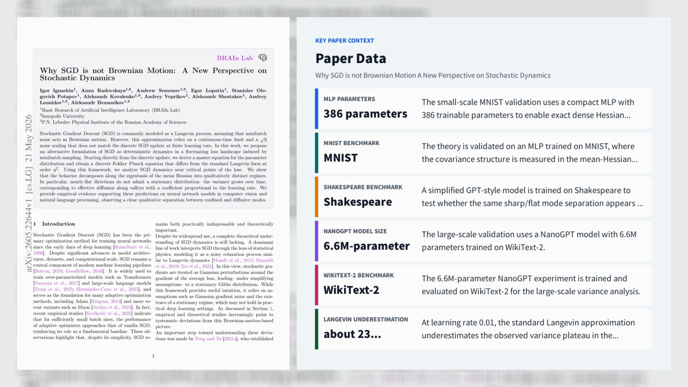Empirically, the paper validates these claims on an MLP with 386 parameters on MNIST, a simplified GPT-style model on Shakespeare, and a 6M parameter nano-GPT trained on WikiText-2. In the nano-GPT experiment, the discrete theory matches the observed variance plateaus across the top 20 Hessian eigendirections, while the standard Langevin prediction underestimates the plateau by about 23% at learning rate 0.01.